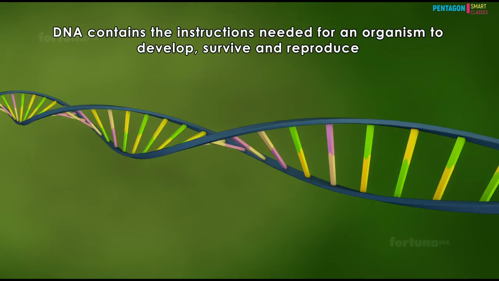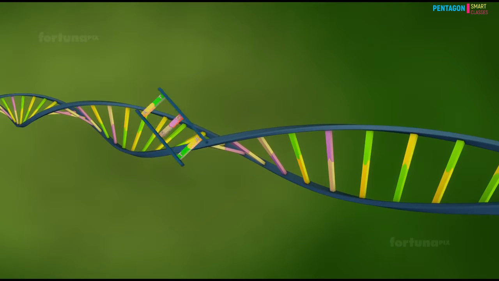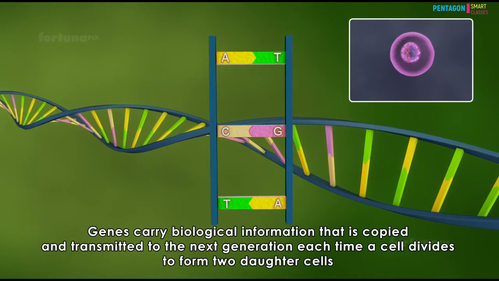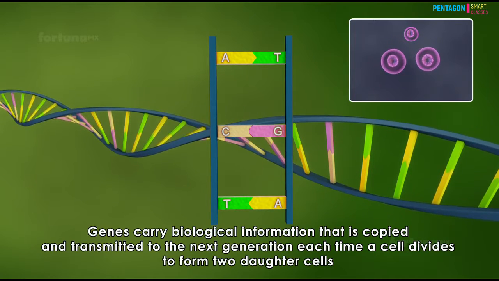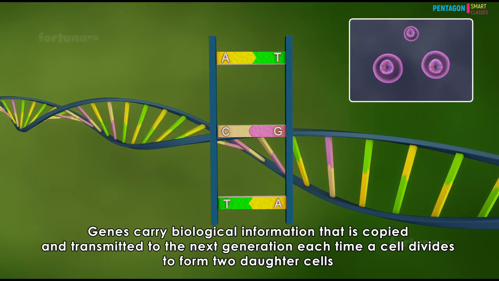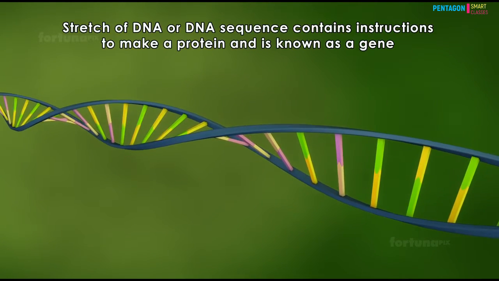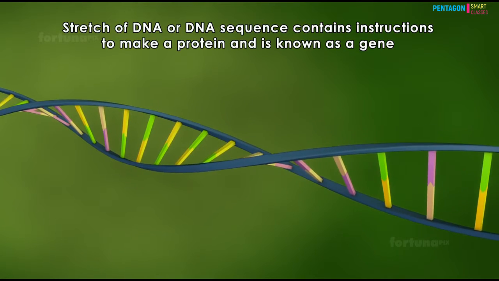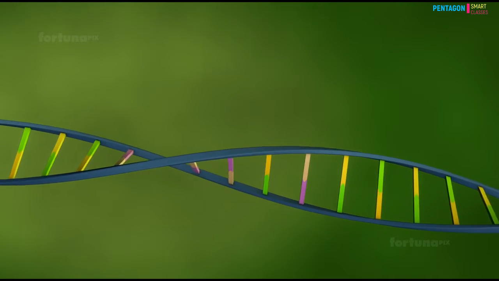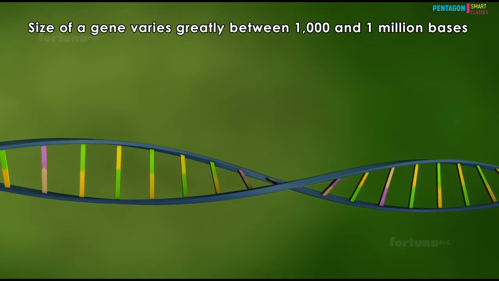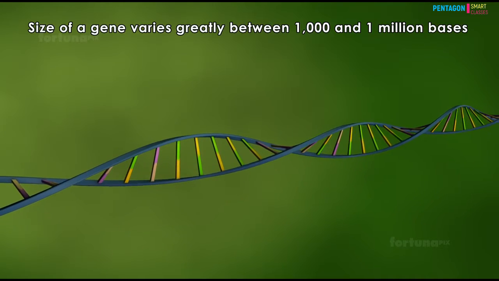DNA contains the instructions needed for an organism to develop, survive, and reproduce. Genes carry biological information that is copied and transmitted to the next generation each time a cell divides to form 2 daughter cells. A stretch of DNA, or DNA sequence, contains instructions to make a protein and is known as a gene. In humans, the size of a gene varies greatly between 1,000 and 1 million bases.